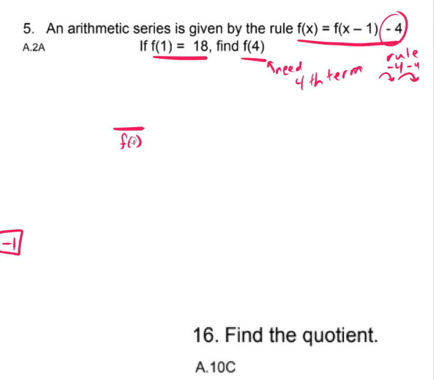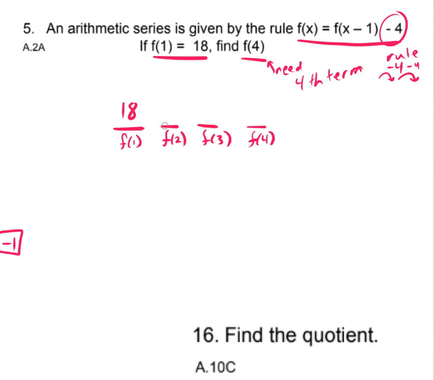So I got f of 1. I'm going to get f of 2, right? I'm going to get f of 3. And finally, that should lead me to f of 4. So these are all the pieces I need in order to make this work. Now, I know my rule is -4, so I'm going to start by putting my f of 1 is equal to 18 in. So this is not a fraction.